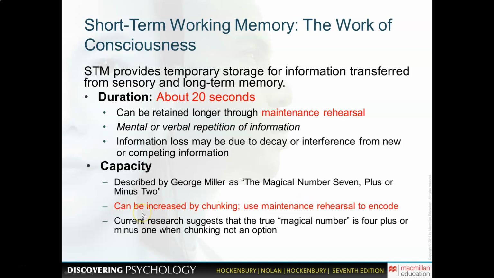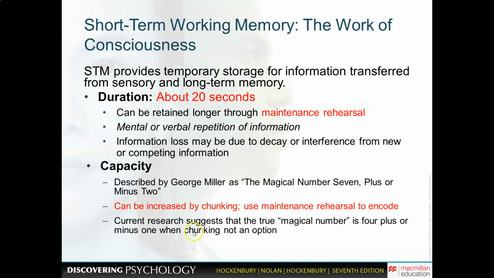So in red here, I said you can increase your capacity for remembering information by using a process known as chunking. We're going to take a look at that in just a little while. Also, we can use maintenance rehearsal to help us encode information into our brain. So those are the most important things.